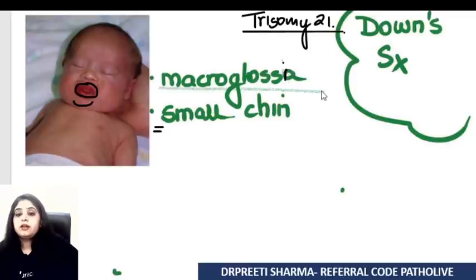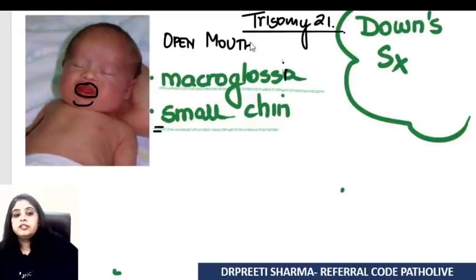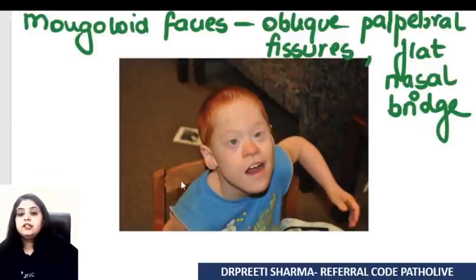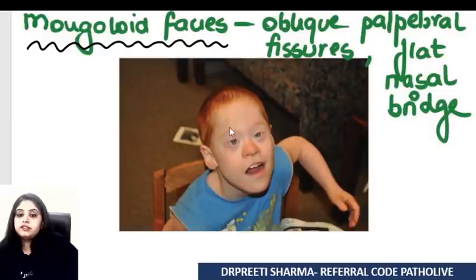There's something called macroglossia that happens in these children. Macroglossia makes the tongue protrude. A small chin makes it protrude further. So that is the reason that these children usually tend to have an open mouth. Because of these two reasons, they have an open mouth. Further, if you look at the overall appearance, as they grow up, you'll see they have something known as mongoloid faces.